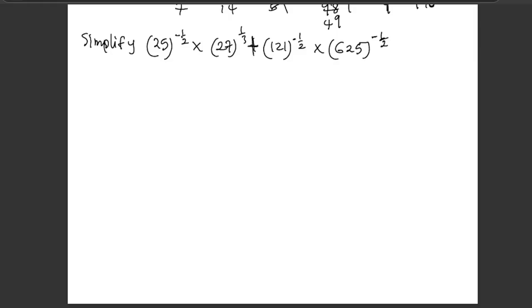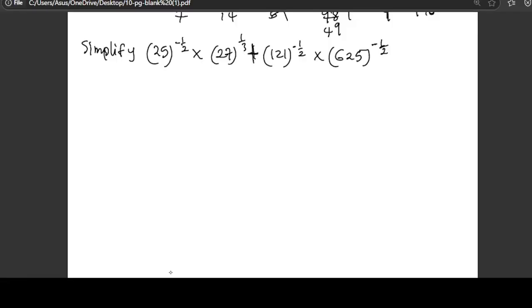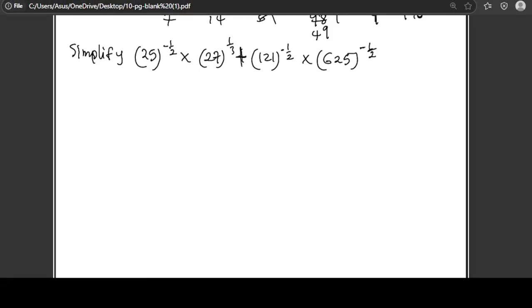Another WAEC type question on this is: simplify 25 raised to the power minus 1 over 2 times 27 raised to the power 1 over 3. Then plus, be very careful, you can see plus at the center there, 121 raised to the power minus 1 over 2, then times 625 raised to the power minus 1 over 2.